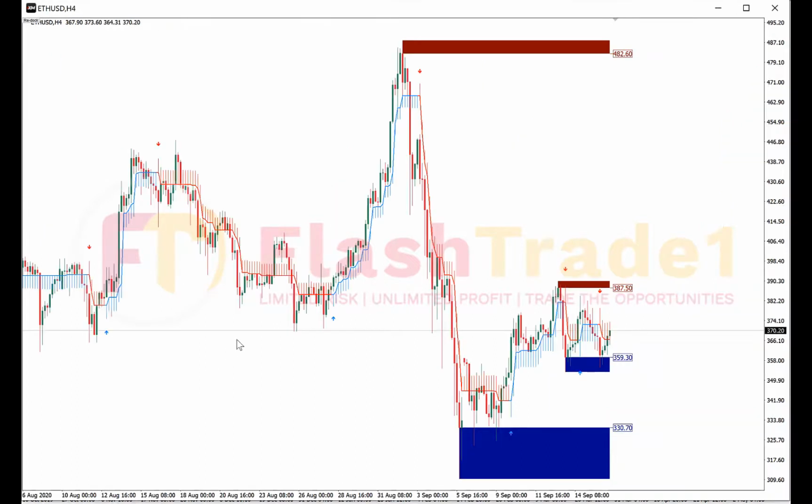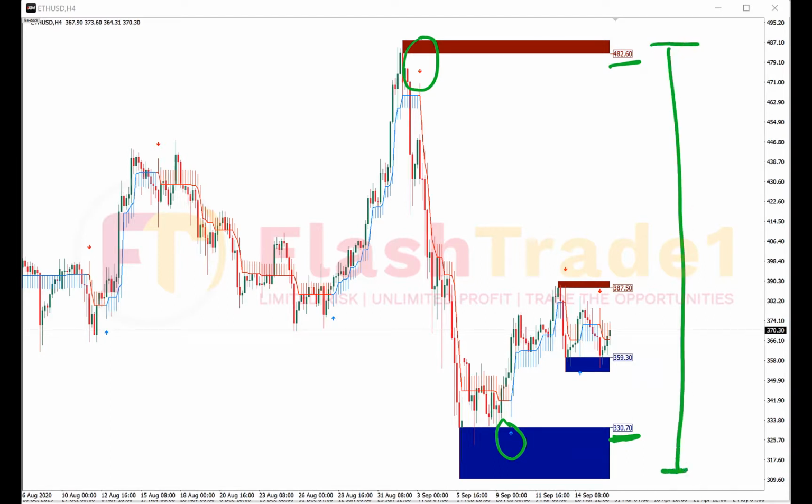Because Ether is the next most tradable currency after Bitcoin, and we can see that it has recently captured a very good profit, as from our selling zone near 480 it precisely booked the 330 point gain. So in this 2 band area only, it captured a 150 point gain in Ethereum.